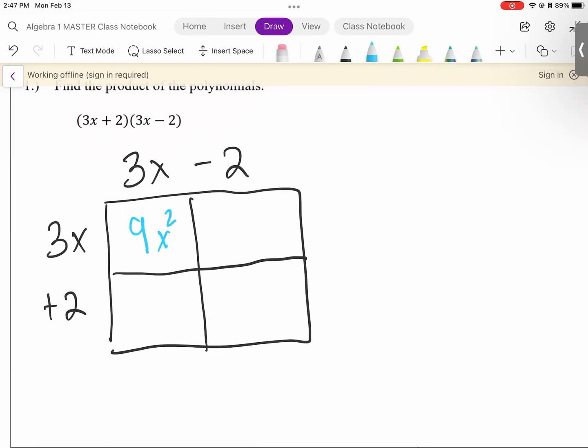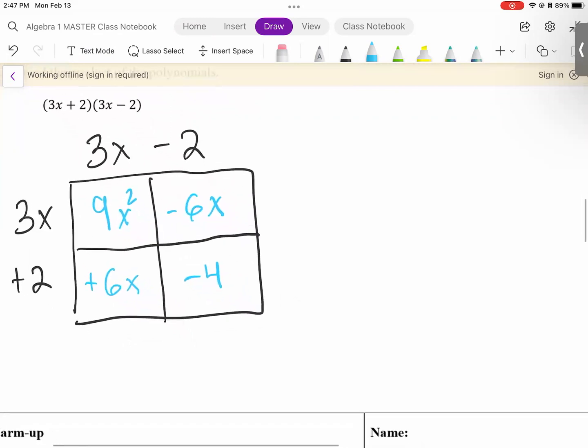And then we have 3x times -2, which is -6x. And then we got 3x times +2, which is now +6x. And finally, 2 times -2, which is -4. Once I take everything out, we have 9x squared plus 6x minus 6x minus 4.